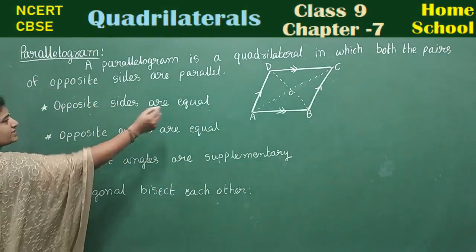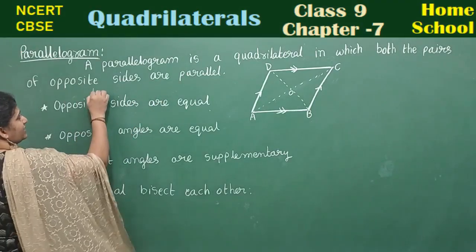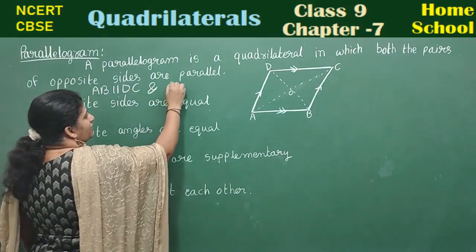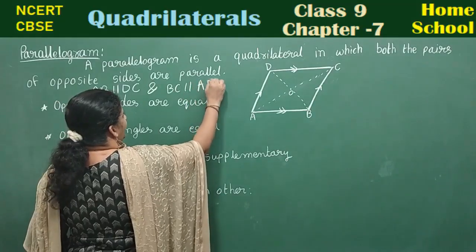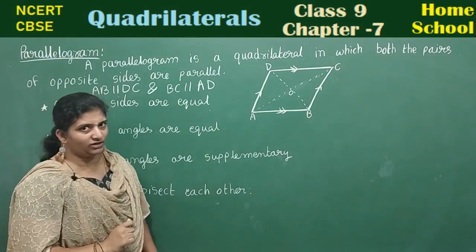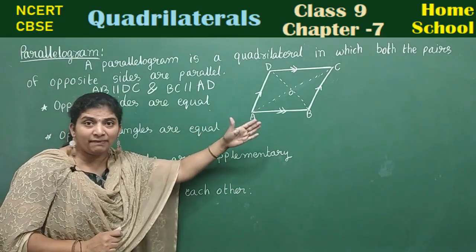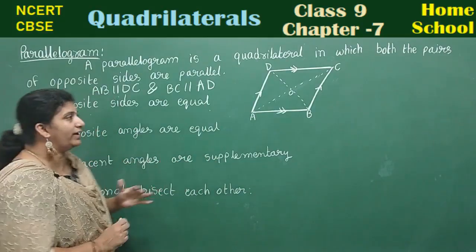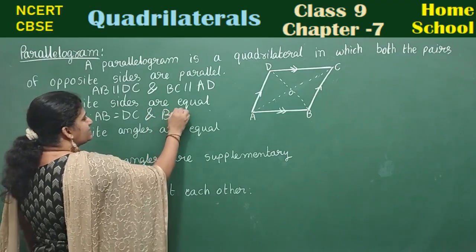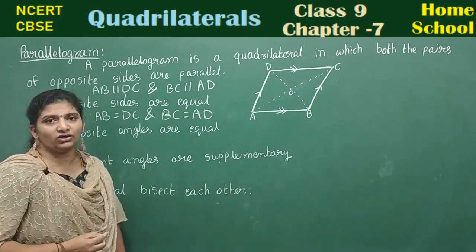Let us write that. Opposite sides are parallel. That is, AB parallel to DC and BC parallel to AD. Two pairs of opposite sides are parallel in a parallelogram. Next one, opposite sides are equal. Opposite sides are parallel and their length is also equal. That means AB is equal to DC and BC is equal to AD.